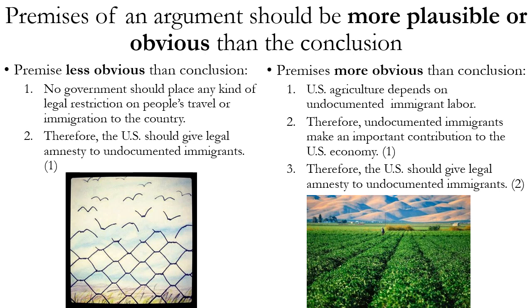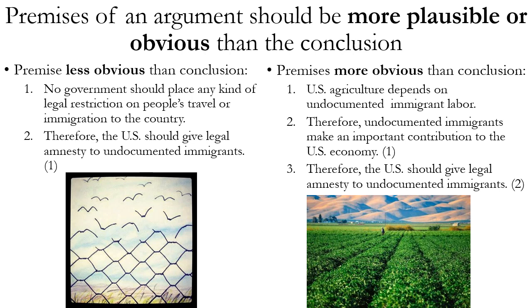So let's look at an example of the argument that violates this principle. 1. No government should place any kind of legal restriction on people's travel or immigration to the country. 2. Therefore, the U.S. should give legal amnesty to undocumented immigrants. Now this is actually potentially a valid or a logical argument, an argument that makes sense. Because if that premise is true, it would give you a reason for believing the conclusion.